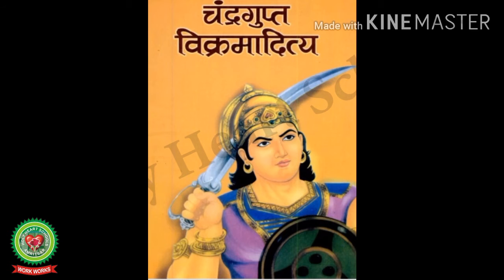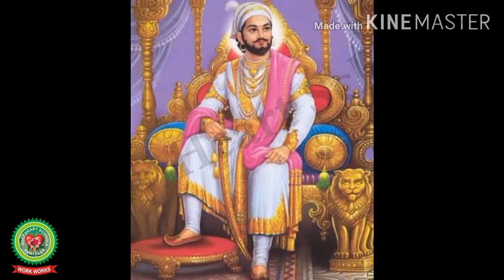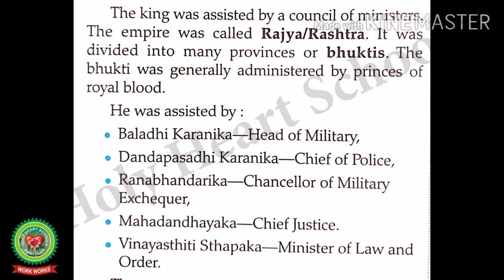The head of the administration was the king. He was kind and had the knowledge of the working of the administration. So, students, there was a tradition under the Gupta Empire to select the eldest son of the king as the Yuvraj. Let's read further. The king was assisted by a council of ministers.